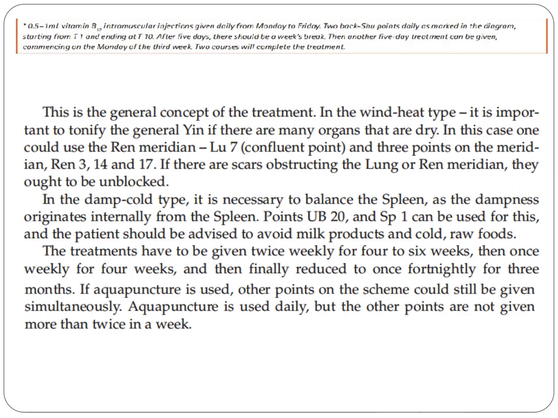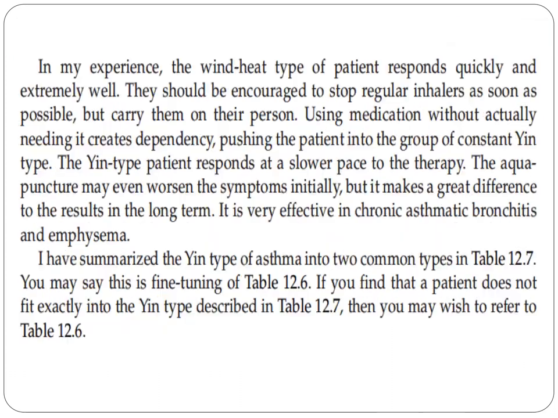The treatments have to be given twice weekly for 4 to 6 weeks, then once weekly for 4 weeks, and then finally reduced to once fortnightly for 3 months. If acupuncture is used, other points on the skin could still be given simultaneously. Acupuncture is used daily, but the other points are not given more than twice in a week. The wind heat type of patient responds quickly and extremely well.